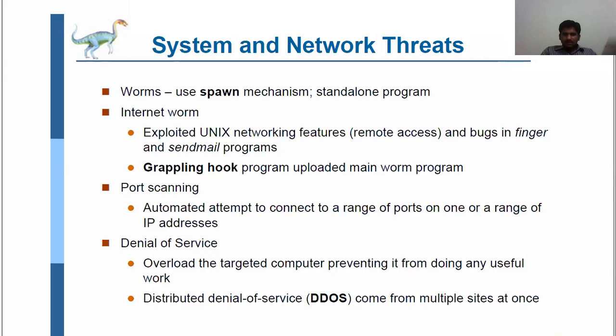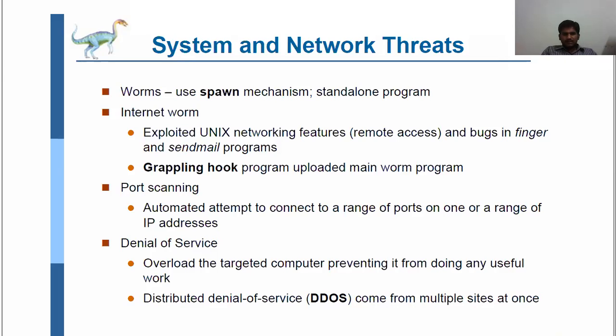Then system and network threats. What are the system and network threats? The first one is worms. A worm uses a spawn mechanism and is a standalone program. It is also one type of virus. A standalone program is transferred from one system to another system, using a spawn mechanism.